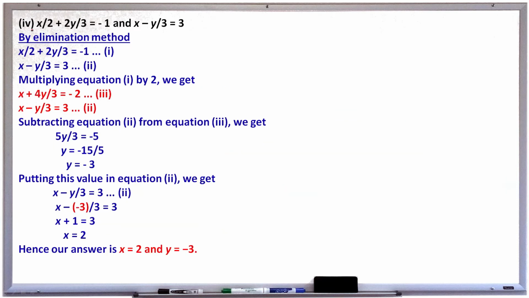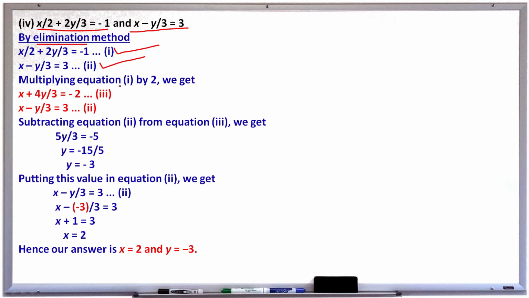Question number 4, the same way we can solve these two linear equations and get the values of x and y by using the elimination method. So x by 2 plus 2y by 3 is equal to minus 1, equation number 1. x minus y by 3 is equal to 3, equation number 2.